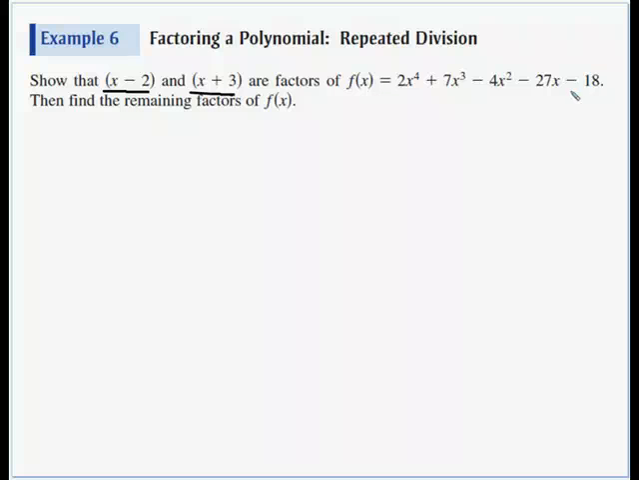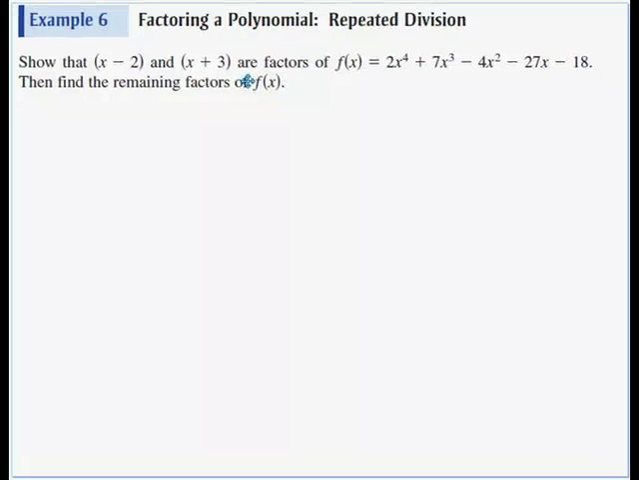And if we take away this last term here, 18, how can you break down 18? Well, 18 is 9 times 2. 9 you can break further down into 3 times 3. So 3, 3, and 2 are factors of 18. It makes sense that a couple of those might be perfect factors that will have a 0 remainder. So it says show that these are factors of this big polynomial beast here, and then find the remaining factors.